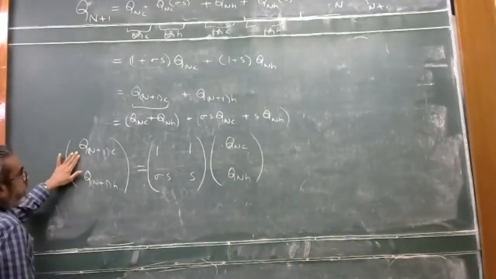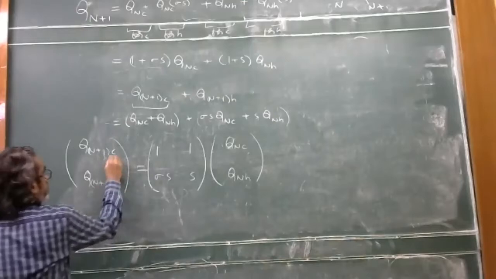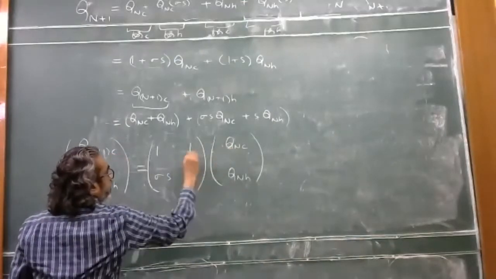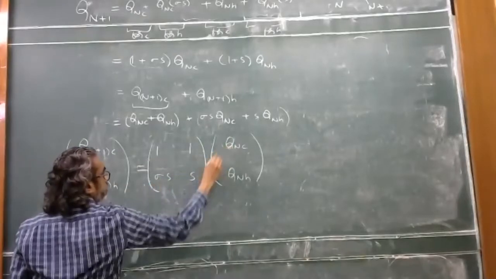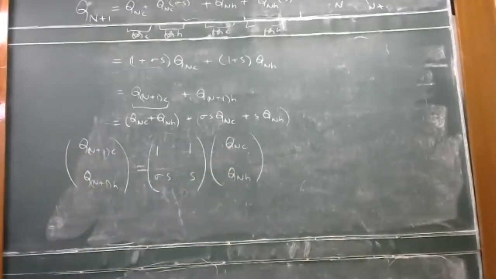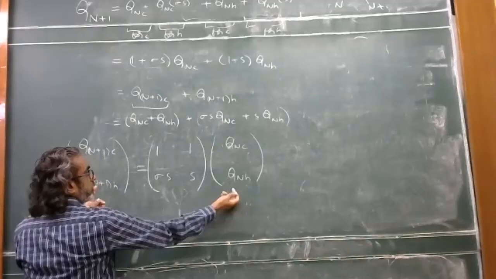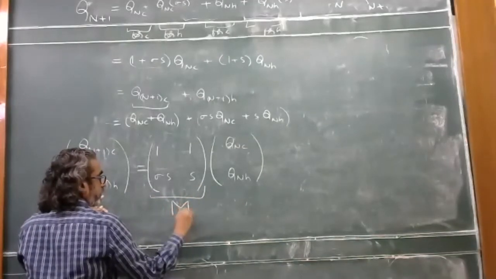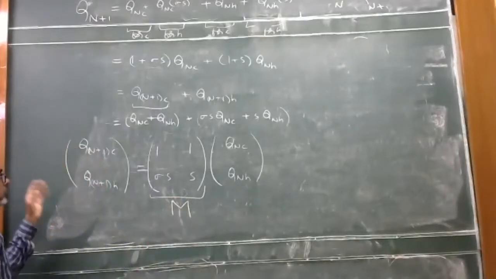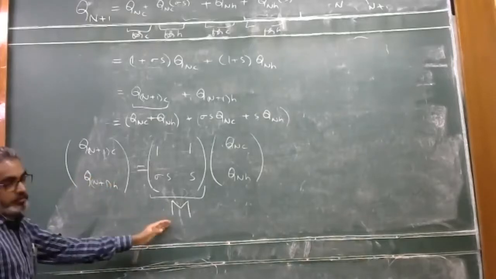So a 1 by 2 matrix, 2 by 2 and 1 by 2. By multiplication you will get 1 by 2. So Qn plus 1 C is QnC plus QnH, and Qn plus 1 H is sigma s multiplied by this plus s multiplied by this. So this is good. To get n plus 1 from n, you need to multiply by this matrix. Let's call this M. To get n plus 2, you need to multiply n plus 1 by this.